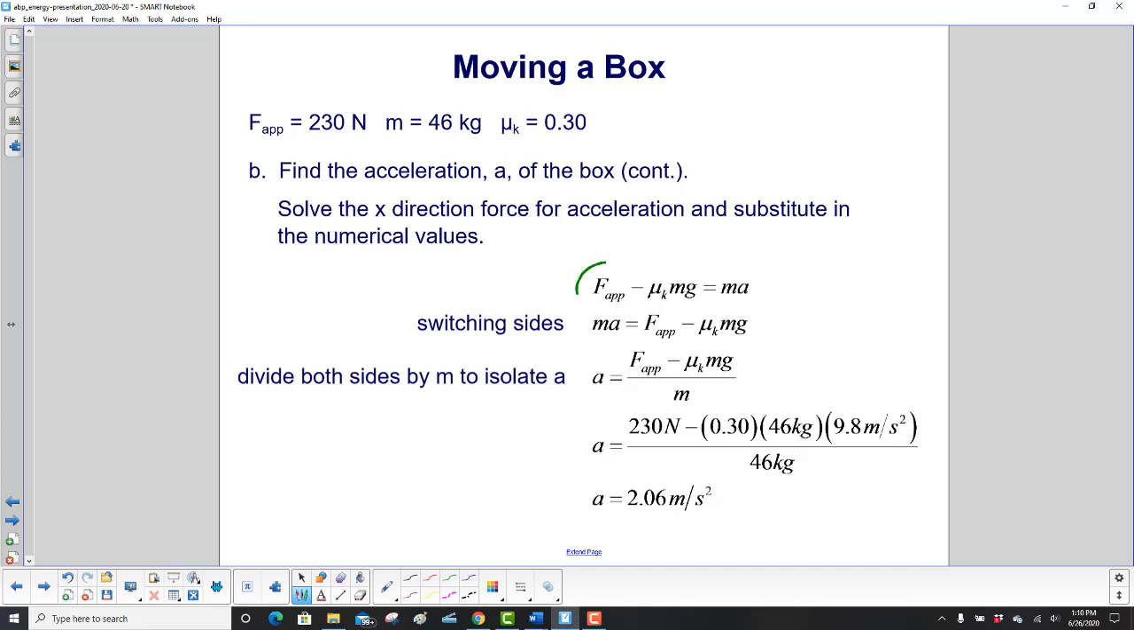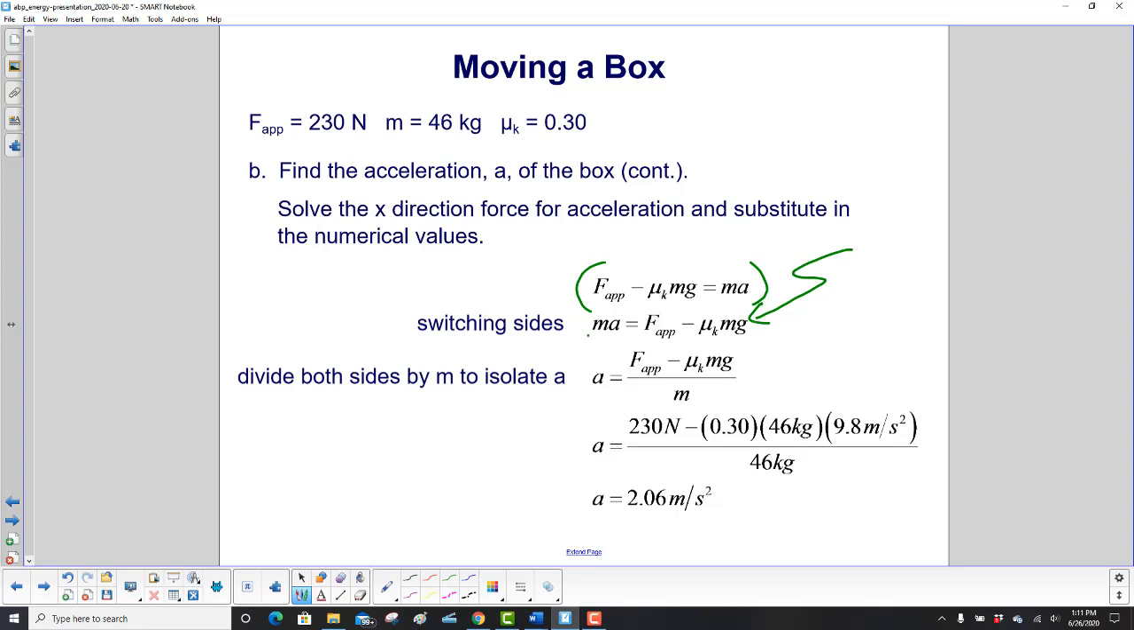So here's our equation from the previous slide. And what do we do here? We just switch the sides to get a on the left side. You can do that if, let's see, if 2 is equal to 1 plus 1, you can switch that and say 1 plus 1 is 2. Same thing here, just with letters.